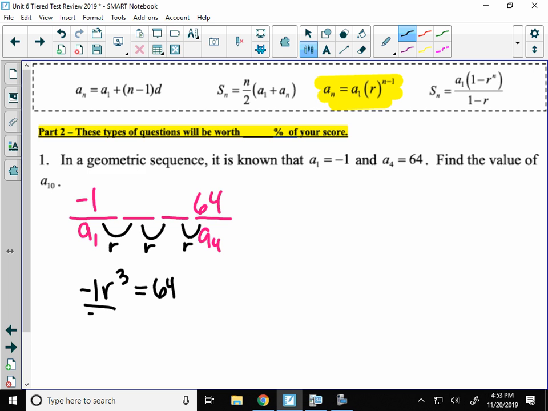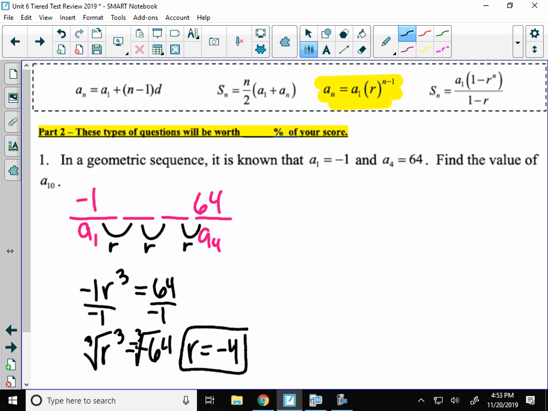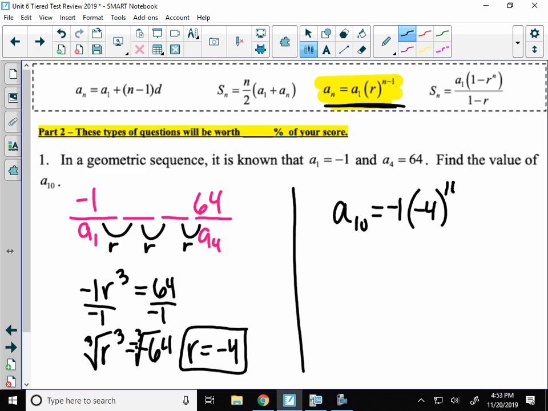I have to divide by -1 first. That gives me r cubed equals -64, and then take the cube root. The cube root of -64 is -4. That's really helpful because now I know everything I need to use that sequence formula. I can find the 10th term by saying, okay, the first term is -1, r is -4, to the 10 minus 1 power.